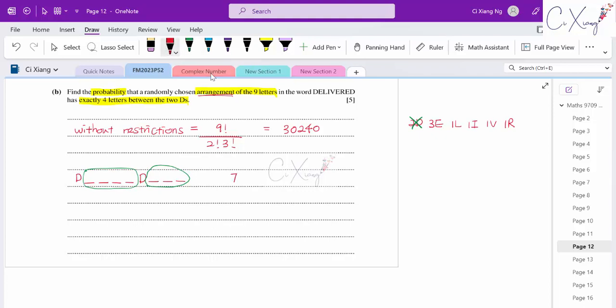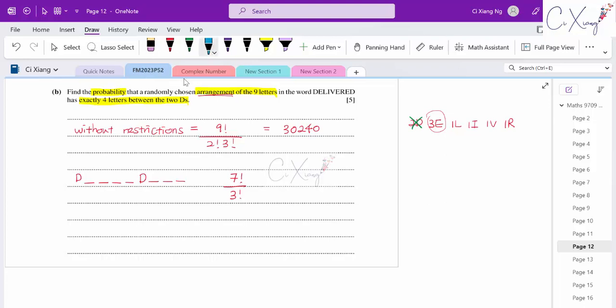Basically, it will be 7 factorial. 7 letters, if I want to arrange them freely, it will be 7 factorial. But from these 7 letters, you can see that we actually have 3 identical E. So we have to divide it by 3 factorial. So this is the arrangement for the 7 letters remaining, when my D is at the first position and also the 5th position. You can see that when D is in the first and the 5th position, we are having exactly 4 letters between the two Ds.